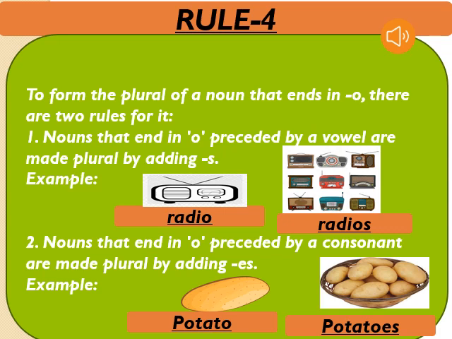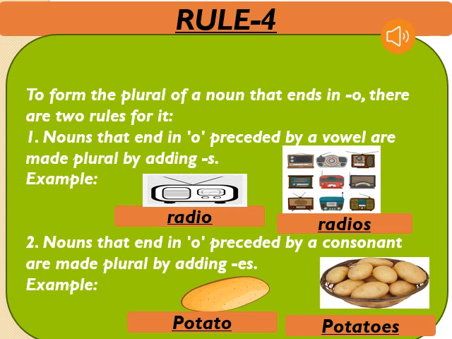Let us take an example and let us understand it more. For example, here I have taken radio. So here before O you can see a vowel, that is I. Here I is a vowel. So the rule follows is that we will add S after O.